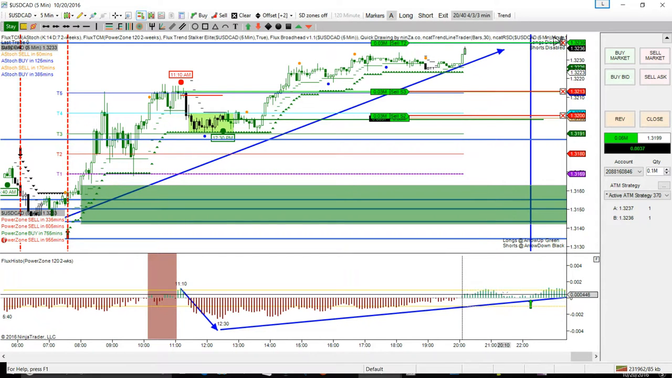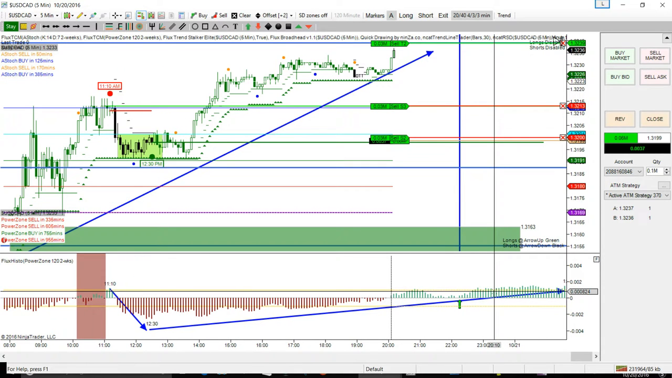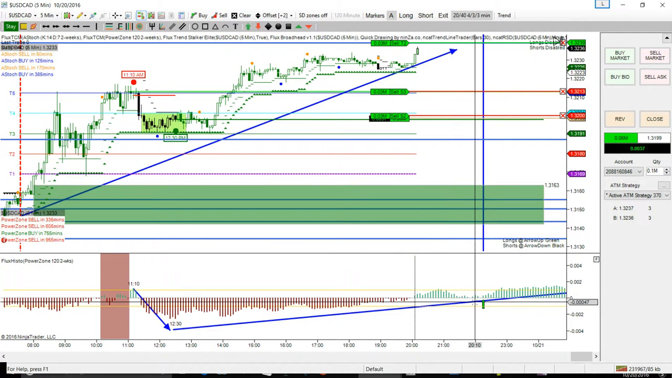Because it's definitely going to be a pullback. I don't know how far it's going to pull back, but it's definitely going to pull back. So maybe I could possibly get another entry. Just bank these pips here. We're up 37. We already closed out with 20 pips already.